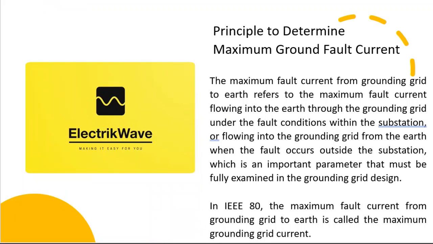The maximum fault current from the grounding grid to earth refers to the maximum fault current flowing into the earth through the grounding grid under fault conditions within the substation, or flowing into the grounding grid from the earth when the fault occurs outside the substation. It is an important parameter that must be fully examined in the grounding grid design. In IEEE 80, the maximum fault current from the grounding grid to earth is called the maximum grounding grid current.